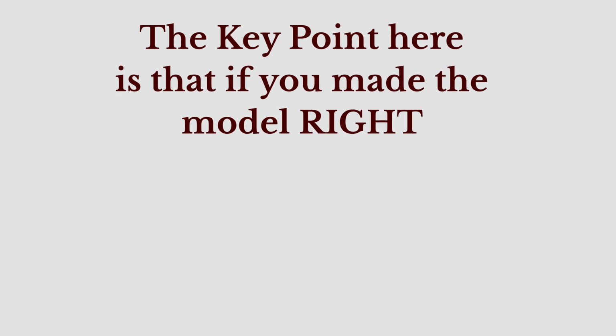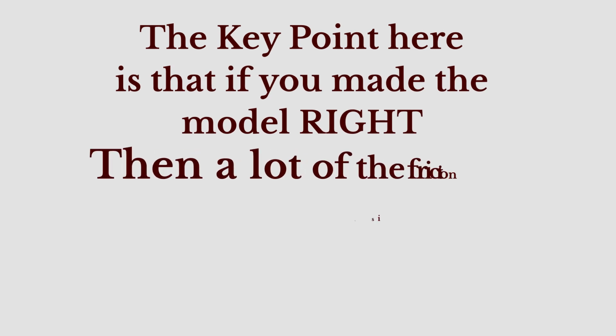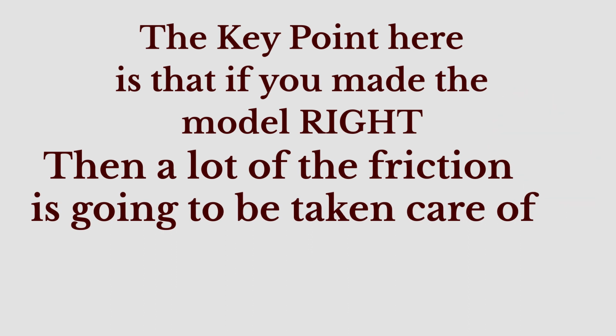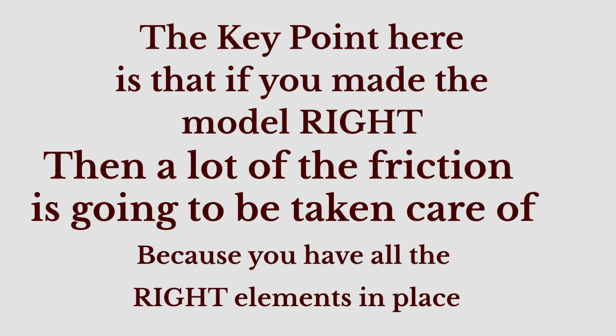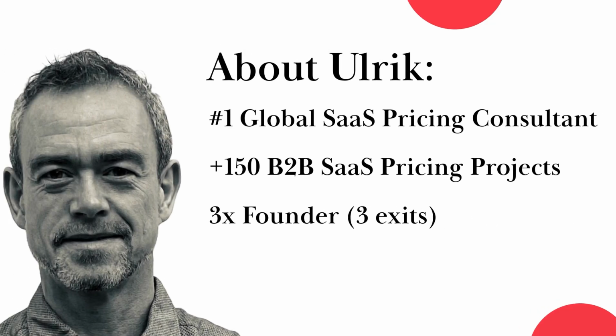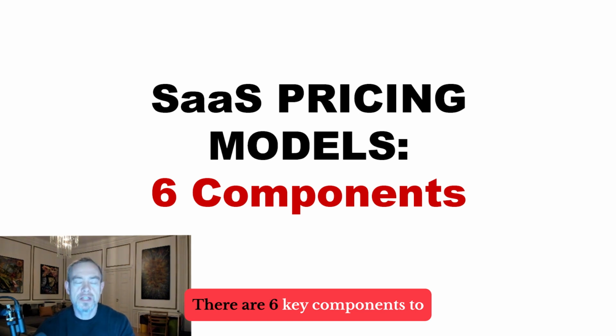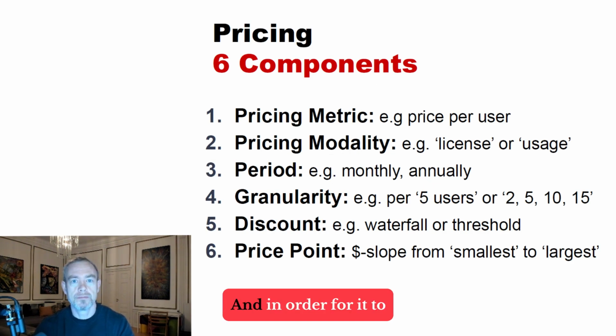The key point here is that if you make the model right, then a lot of the friction in the model is going to be taken care of because you have all the right elements in place. There are 6 key components to a SaaS pricing model, and in order for it to actually be a model that you can execute and use to price something.